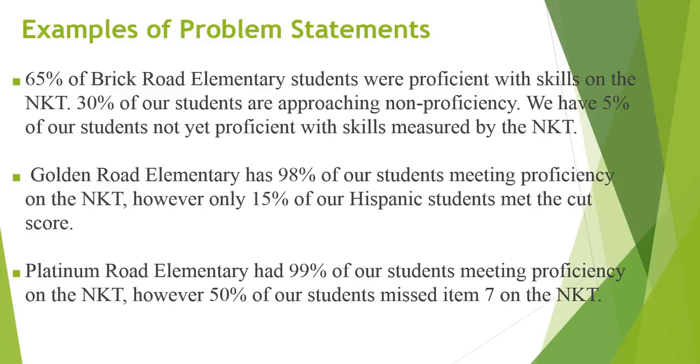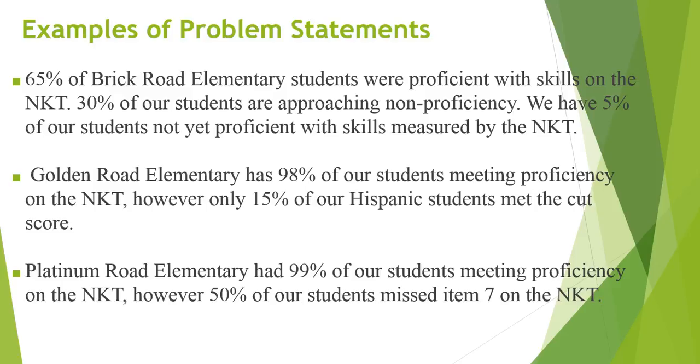That just means that non-proficiency would be like kids in the yellow, right? And then the 5% were the kids in the red. So their problem statement reads that way. For Golden Road Elementary, they had 98% of students meeting proficiency, but only 15% of Hispanic students met the cut score. So for them, they had more of a subgroup issue, right?